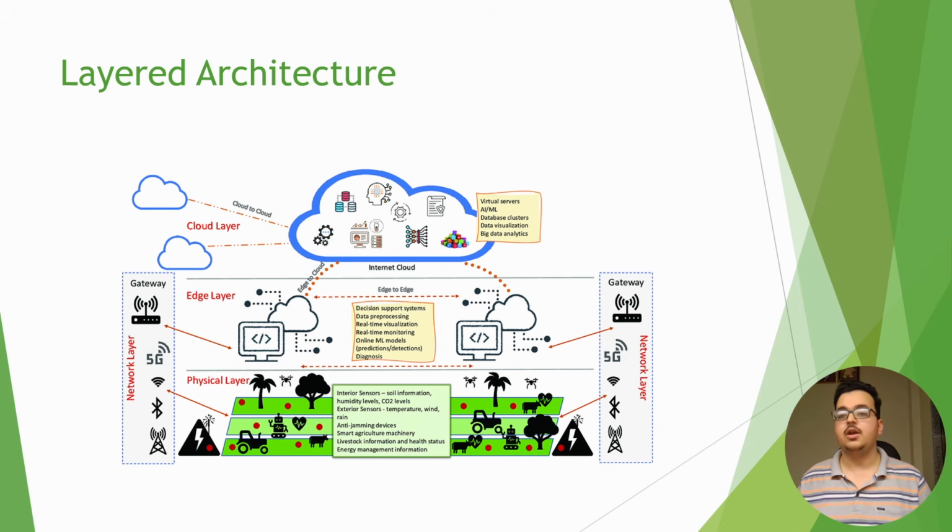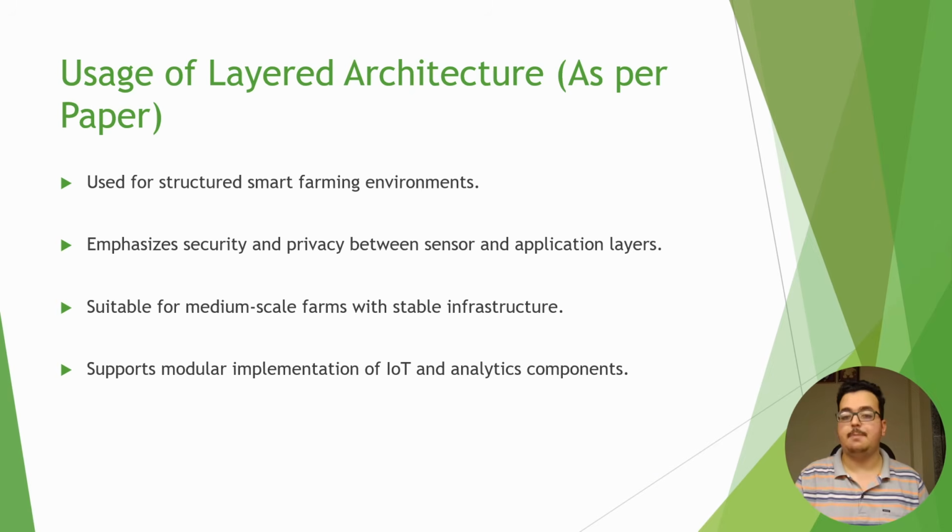Finally, at the top, we have the application layer. This is where dashboards, predictive analytic results, and recommendations are displayed to farmers. So the data flow is basically: first is perception, second is network, third is middleware, and fourth is application.